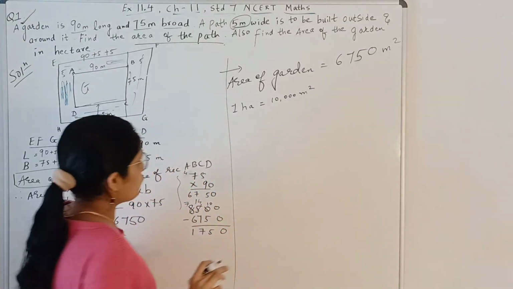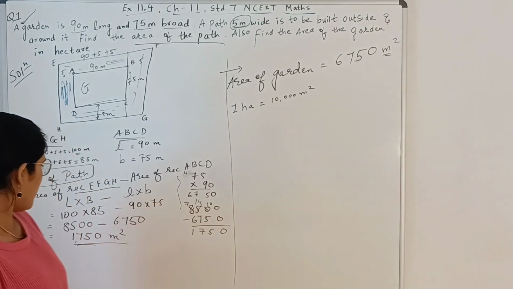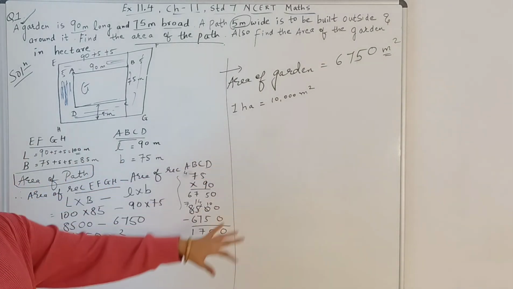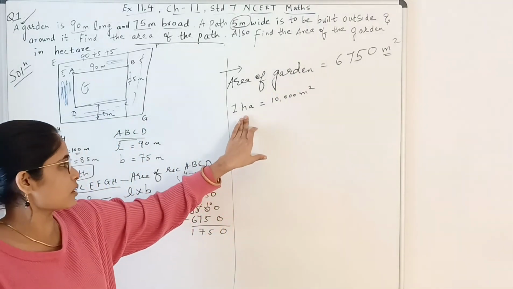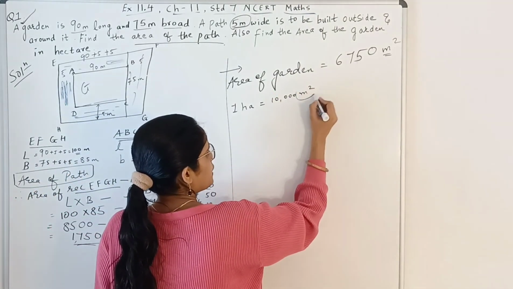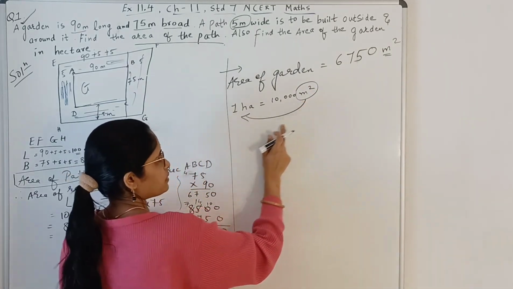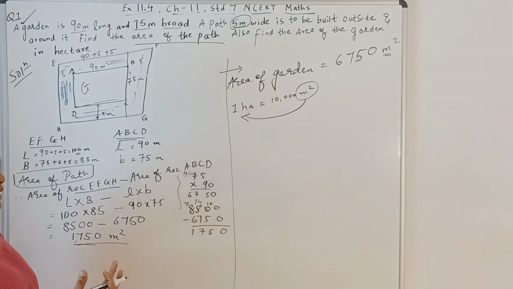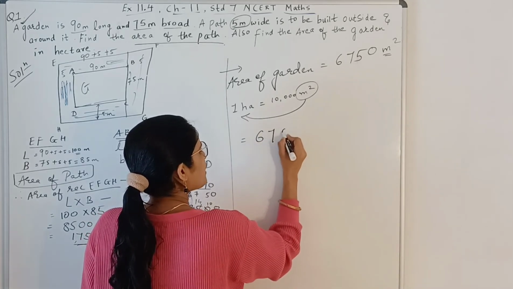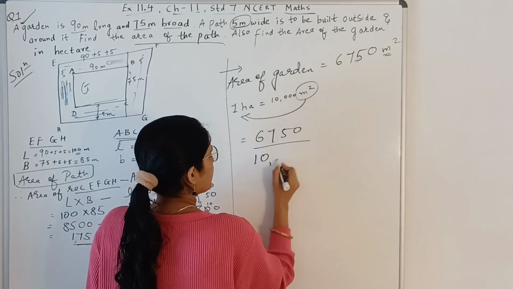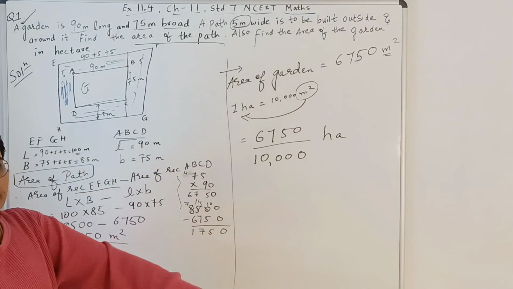So now we need to convert this. We already have the area in meter square, that is 6750 meter square. So this meter square we have to convert into hectare. We already have it in meter square, we have to go from meter square to hectare. Right, so what we will do, we will divide. So 6750 divided by 10,000 HA. Why? Because we are converting into hectare.